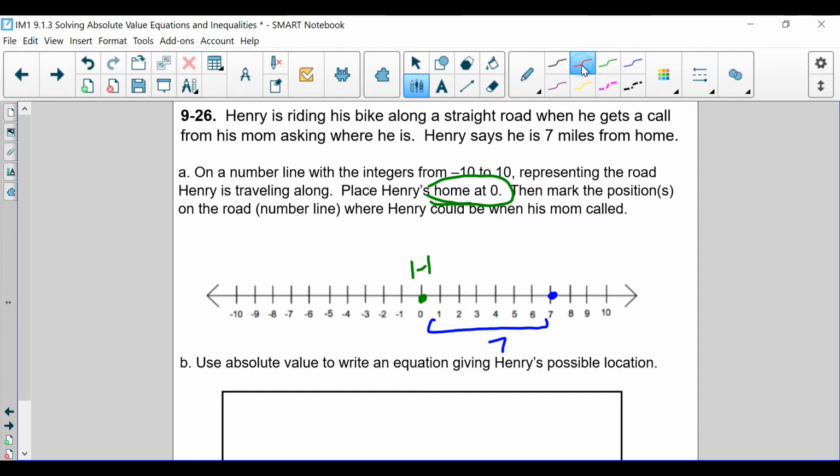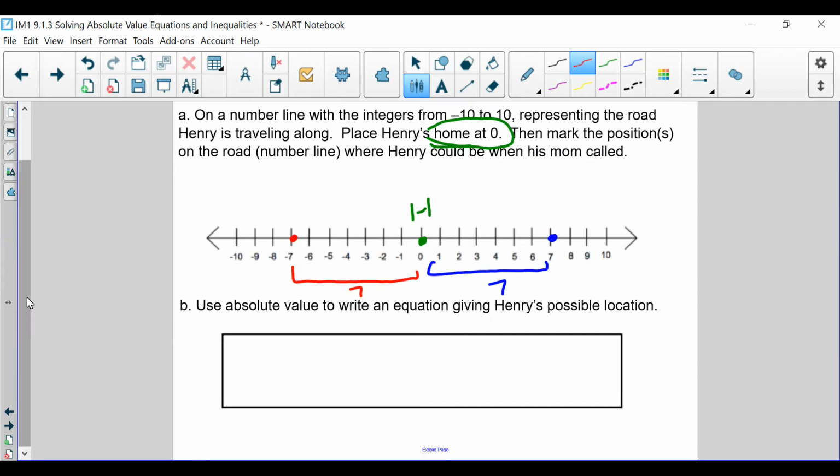No, actually, there's another distance that's 7 away. There's also -7. This is also 7 distance away from 0. So what is that called? If you remember, it's called the absolute value. The absolute value of something is 7, where the absolute value could have two answers. It could either equal -7 or +7.